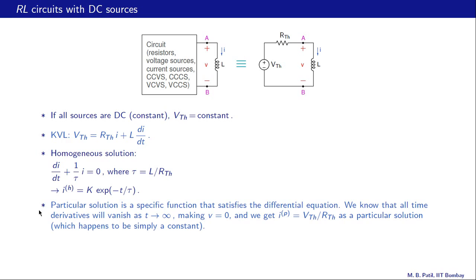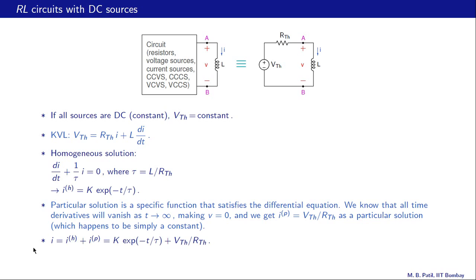To obtain a particular solution, once again we will use information from the steady state condition like we did in the RC circuit case. That is, as t tends to infinity, we expect all quantities to become constant. Therefore this current will also become constant, and V, which is L times di/dt, will then become 0. When V becomes 0, this current is equal to VTH divided by RTH. So that is a particular solution that we can use.